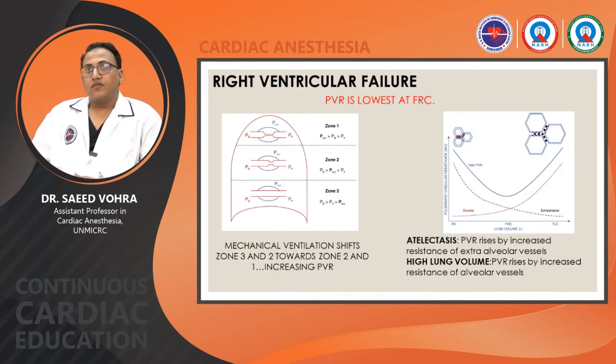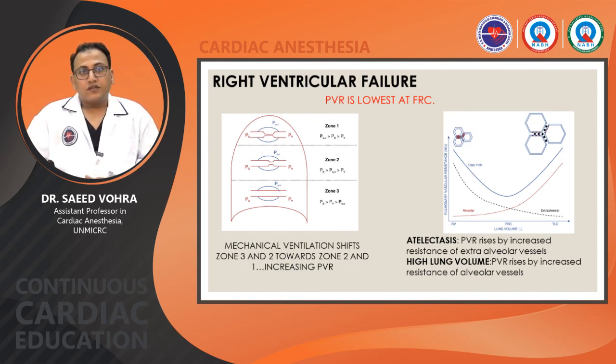Now, in right ventricular failure, the afterload of the right ventricle is the pulmonary vascular resistance, and pulmonary vascular resistance is least at the FRC. As we move away from the FRC, the pulmonary vascular resistance increases. Now, these are the West zones of the lungs. The PVR is highest in zone 1 and lowest in zone 3.